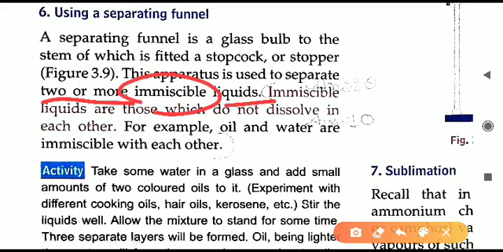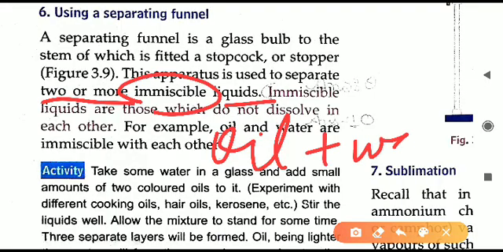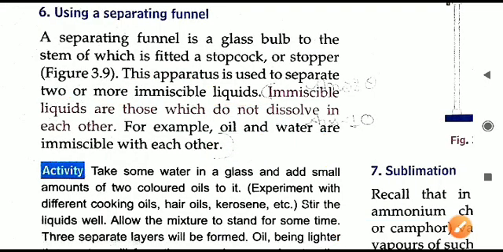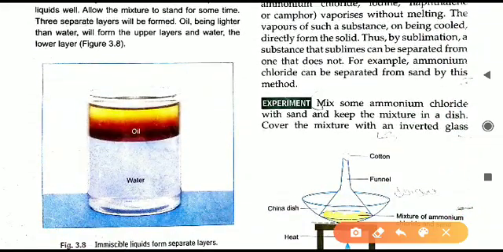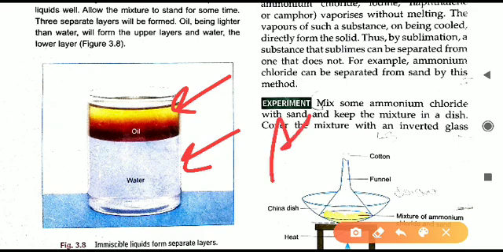Immiscible means which do not dissolve in each other. Like oil cannot dissolve in water. If you take oil and water together, then oil will form a layer above the water. You can see here in the photograph that is given, water is collected downwards, oil has collected upwards. Oil is lighter than water. Because of that, oil will keep on floating above water. If we have to separate this mixture, what we'll use? We will use separating funnel.